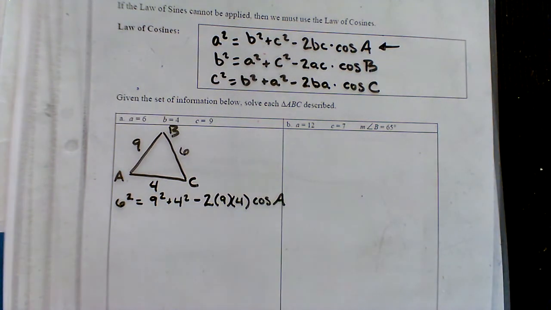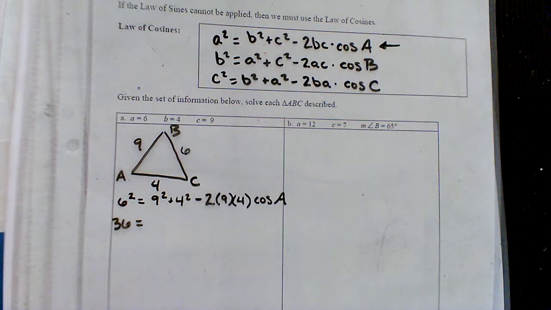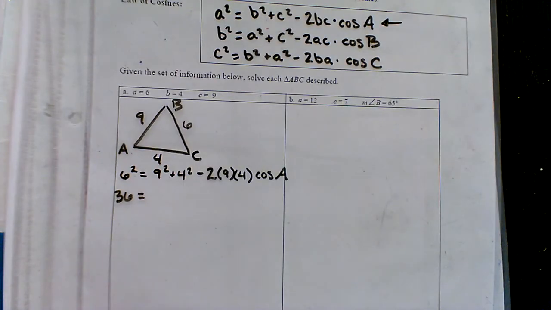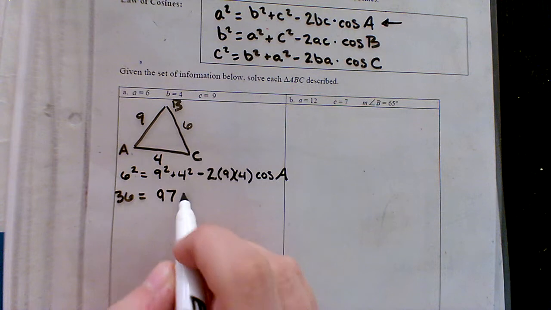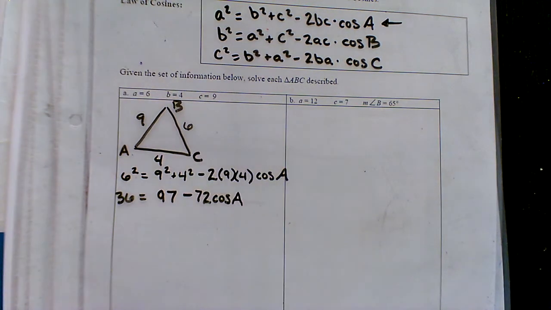So we fill in every single side length, which means we should eventually be able to figure out the angle in the end. This is when it's going to be calculator work from here. We can do 6 squared, which would be 36. And then we can do 9 squared plus 4 squared. That would be 97. Let's see, 2 times 9 times 4 would be 72. And that's being multiplied by cosine of A.